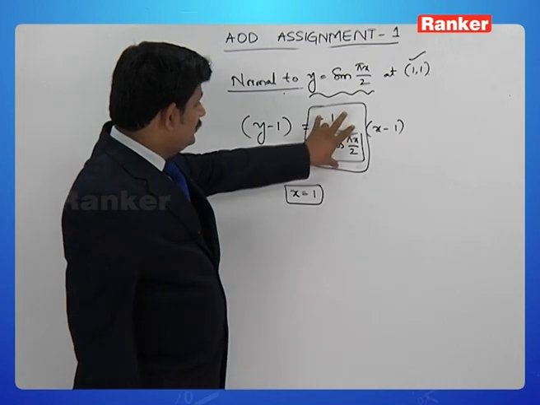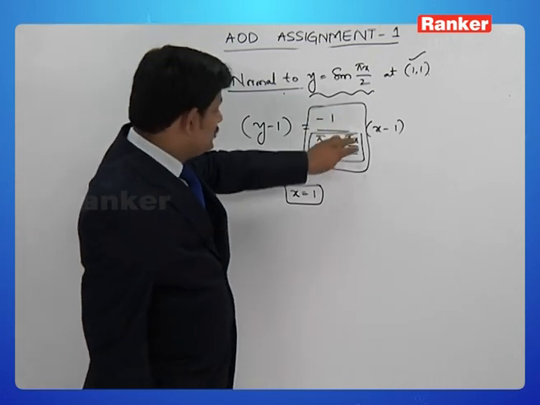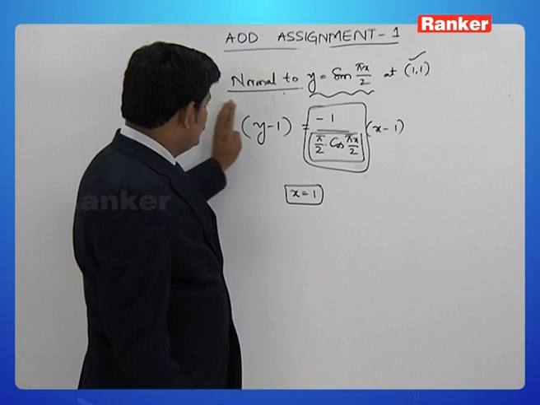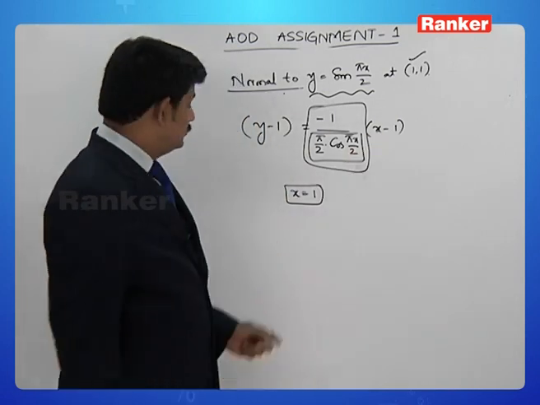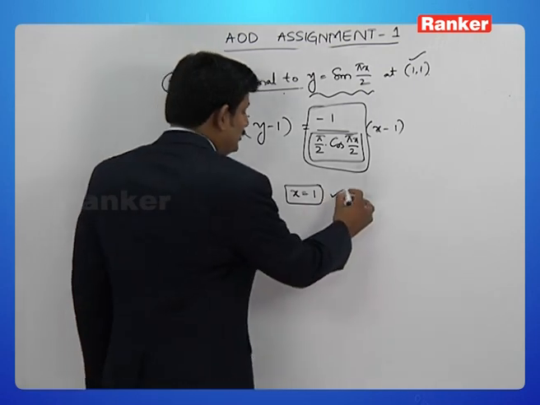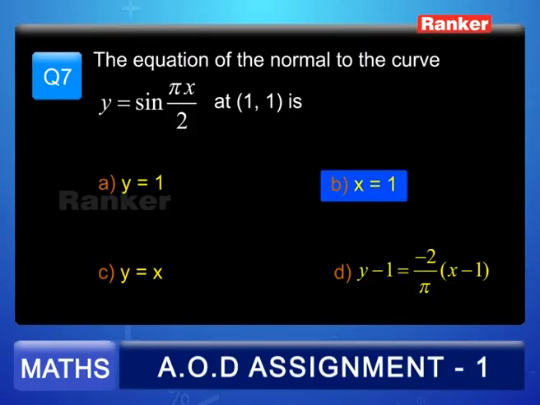In the same way, if I replace the reciprocal of this to be 0, if I take this term to the other side, this entire quantity would become 0. So x minus 1 will be equal to 0, or x equal to 1 will be the equation of the normal, which is option B.